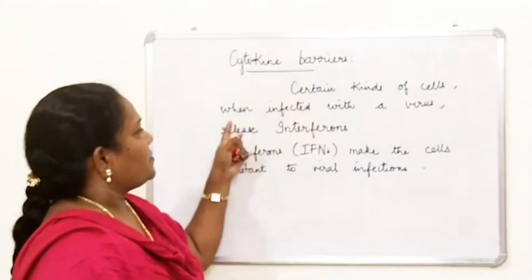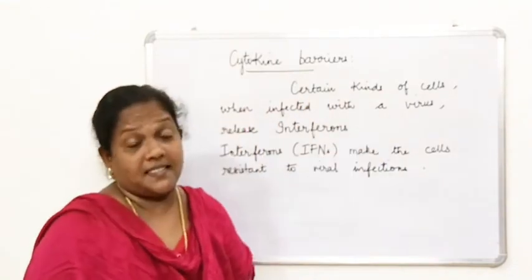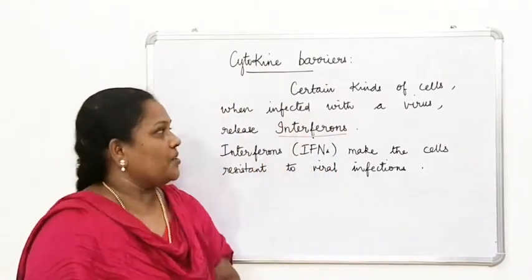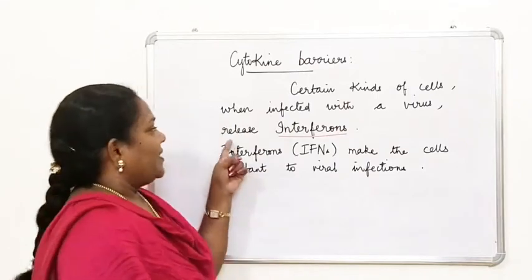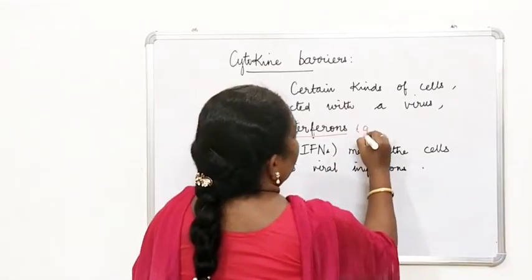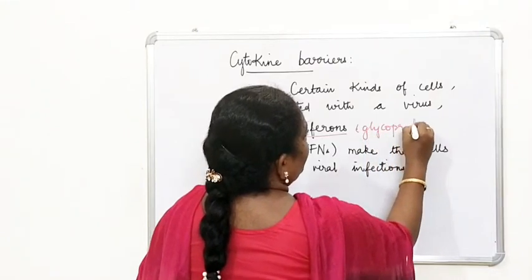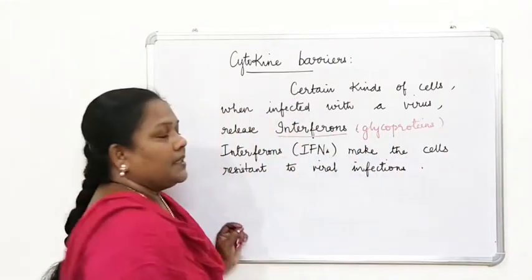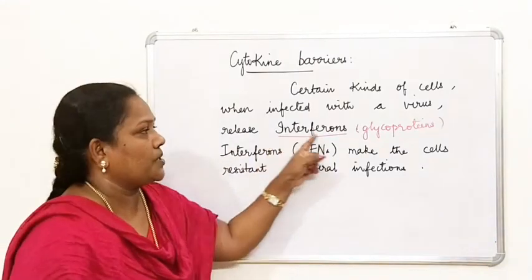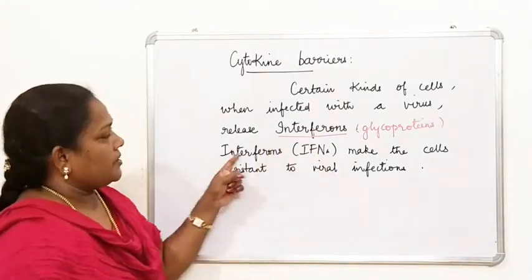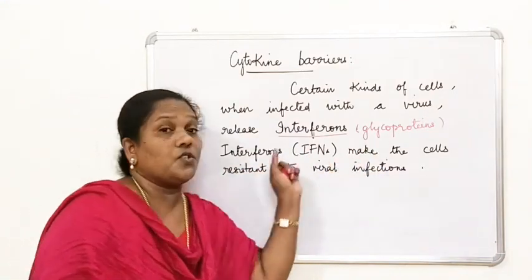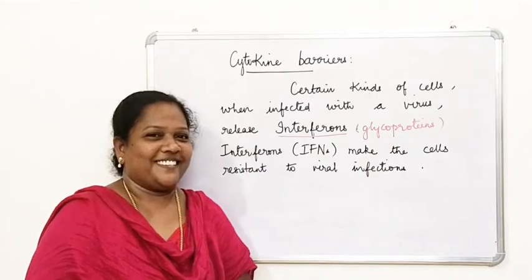Certain kinds of cells, when infected with a virus, release interferon. So what is this interferon? They are made up of glycoproteins. And one more thing you have to remember, it is an antiviral agent. What is antiviral? It acts against the virus. That is why you use the term interferons, right? In short, you call them IFNs. It makes a cell resistant to viral infections, right?